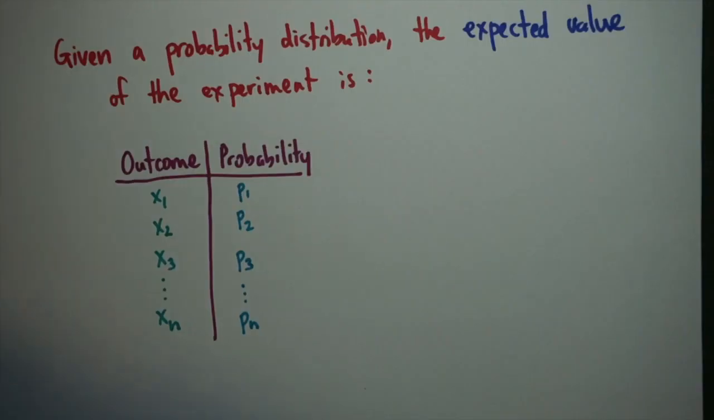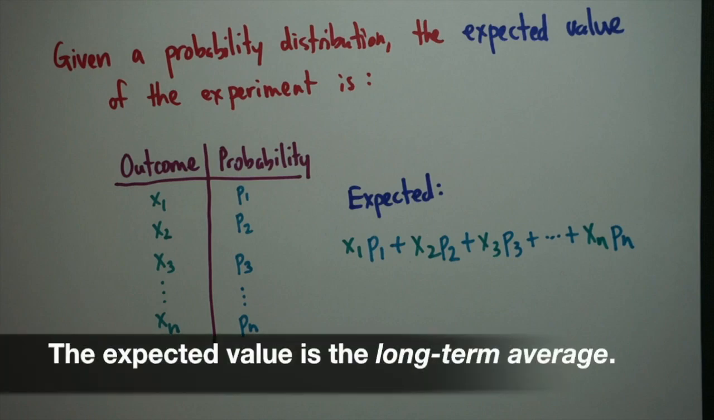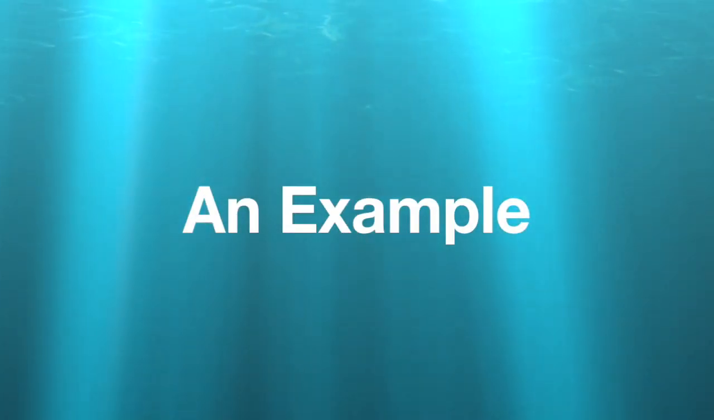The expected value will let us determine whether or not we should play games like these. Given a probability distribution, the expected value of the experiment is just the outcomes multiplied by the probabilities, all added together. It tells you what to expect on average from the experiment. So let's look at an example.